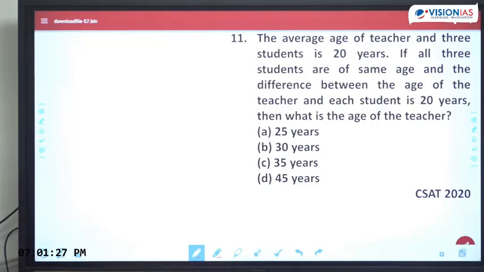This is a 2020 question, CSAT 2020. One answer I'm getting is A. Divansh is saying A is the answer. One is saying 35.